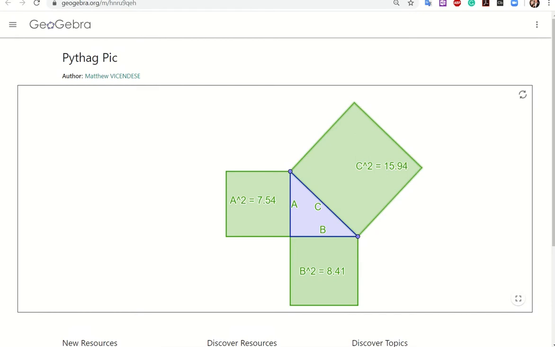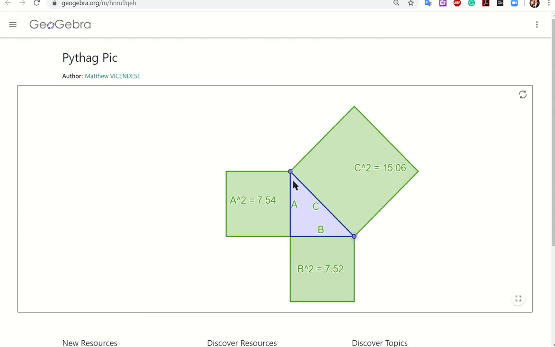Well, here you can see a right angle triangle with sides A, B and C being the hypotenuse. These squares represent the square of the side length that it's attached to. Notice how a squared plus b squared equals 7.5 plus 8.4 is 15.9, 15.95, which is almost the same as c squared, which is 15.94. The only difference is that we're dealing with irrational numbers and estimating at 2 decimal places.